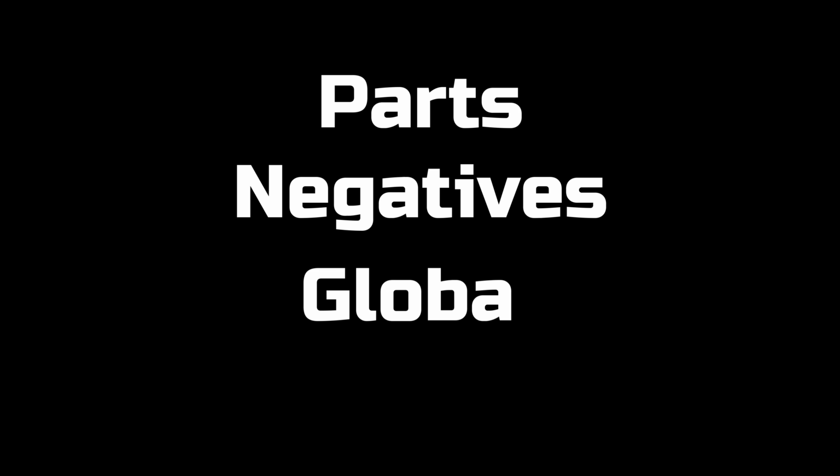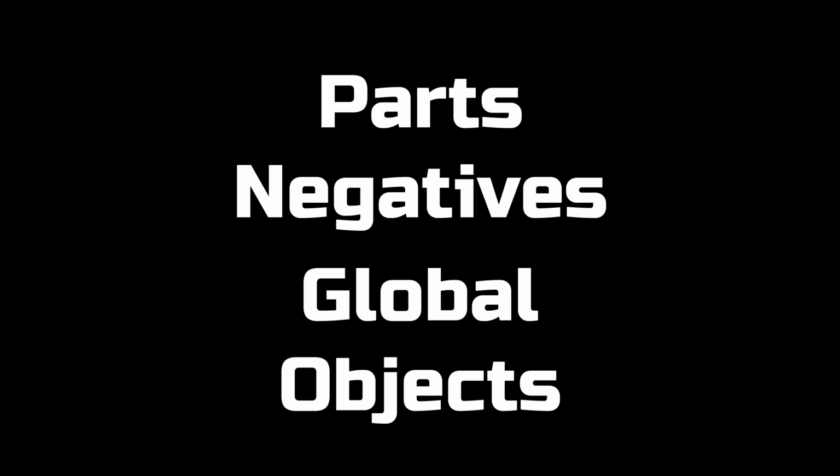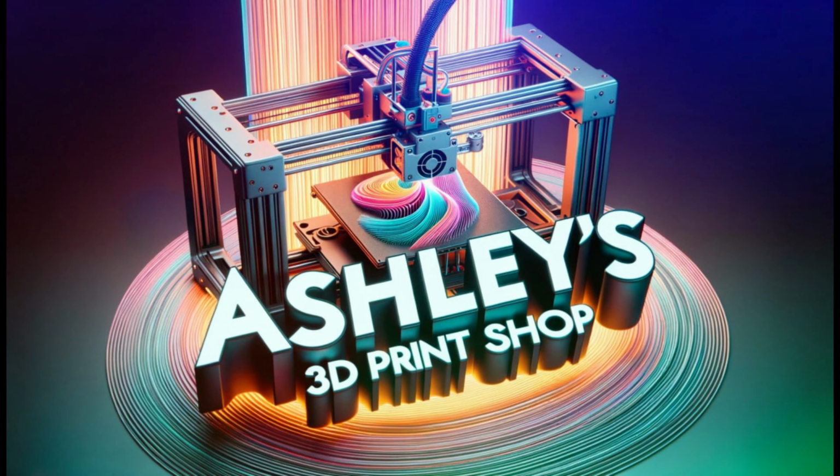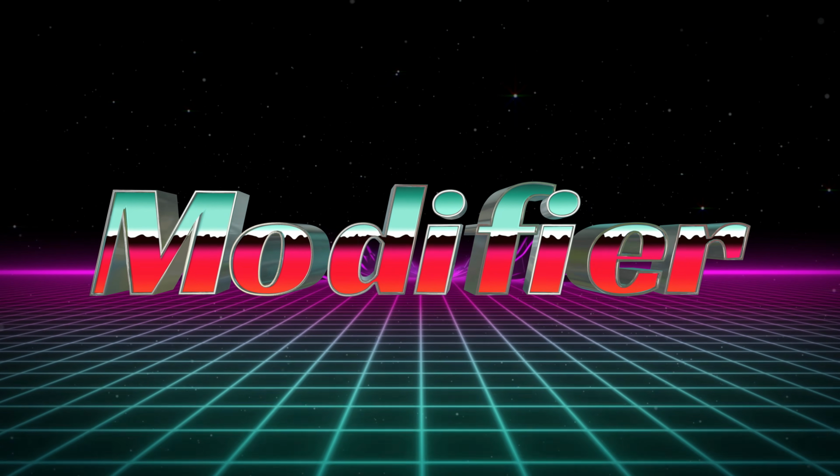Now, what if there's a tool that bridges the gap of parts, negatives? Heck, what if there's a feature that bends the reality of global and objects process? A wonderful, magical animal. So we've covered creation, destruction, combination, separation, exclusion. Now we take on the most versatile tool in our arsenal, modification.